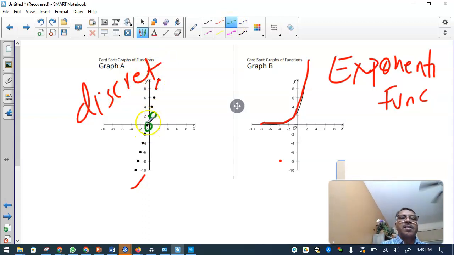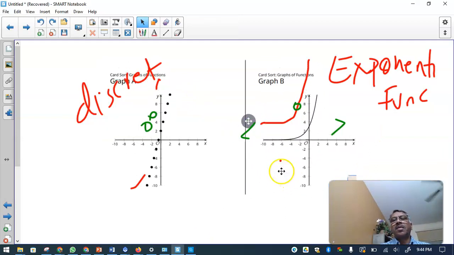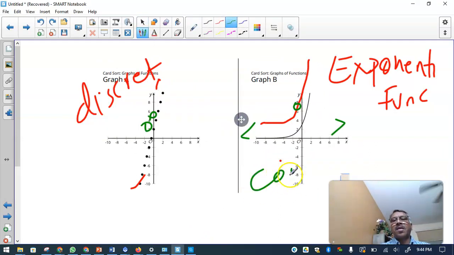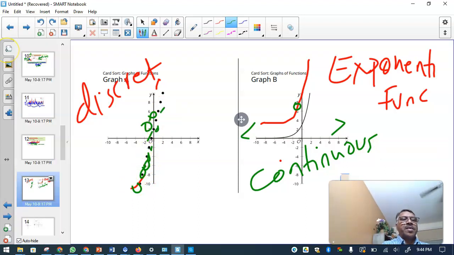This one has both a vertical intercept and a horizontal intercept. This one only has the vertical intercept and is above the x-axis, which you know. So the understanding of what is discrete and what is continuous: this graph is continuous because there is no break, but in this one there is a break. See, in between there's a break.